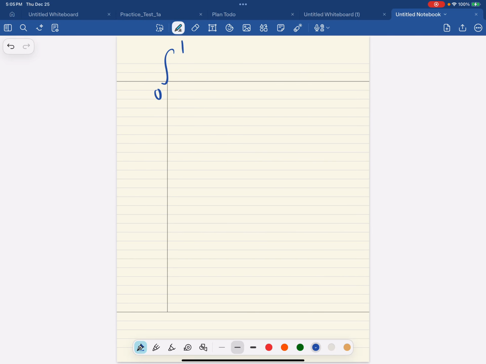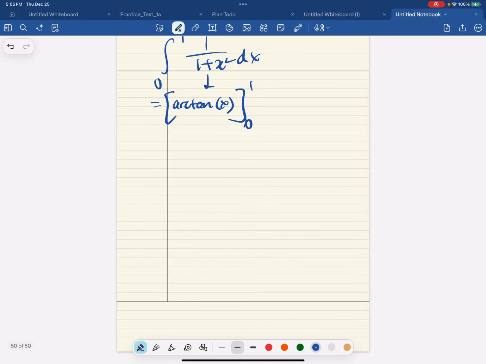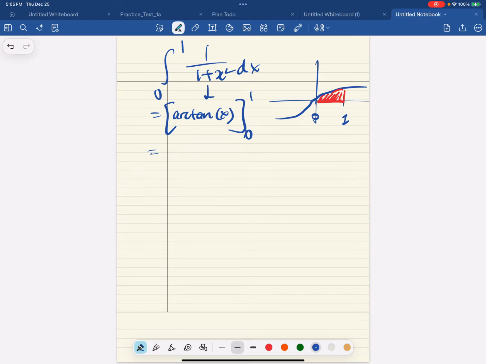Let's do another one. The integral from 0 to 1 of 1 over 1 plus x squared dx. That is the arctan, if you realize. So arctan of x from bounds 1 to 0. That means, well, the arctan function looks like this. So we want from 1 to 0 the area under the curve. So this area is what we're looking for. So then we have arctan 1, take away arctan 0. And again, you just need to plug in.